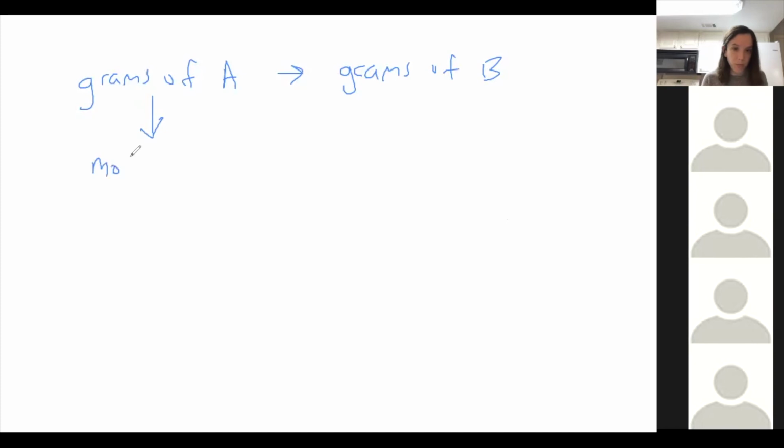So you go from grams of A to moles of A, and then convert moles of A to moles of B, and then go from moles of B to grams of B. And so that's the steps you have to always take to go from grams of something to grams of something else. You always have to go to moles first, and then moles of what you need, and then grams of what you need.